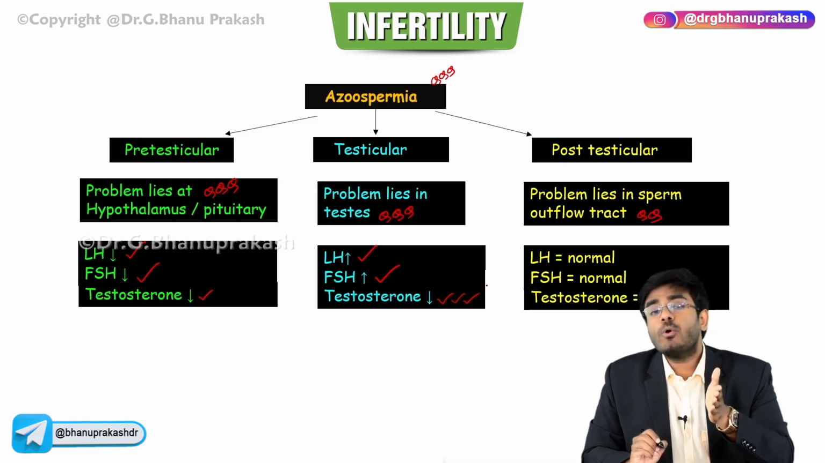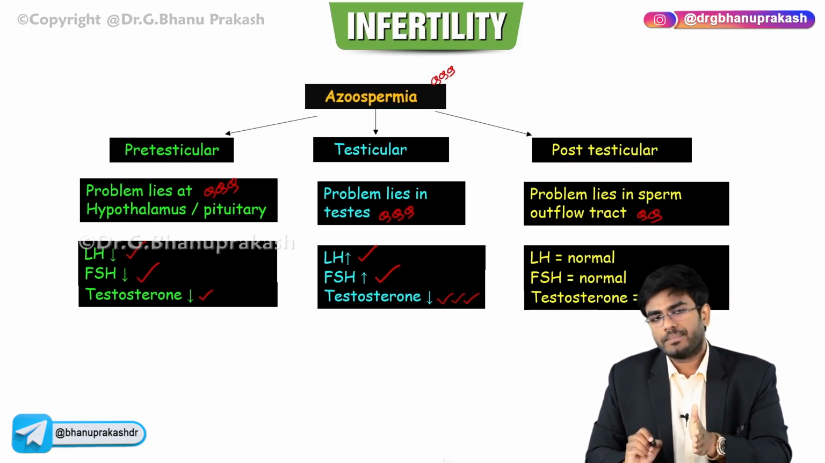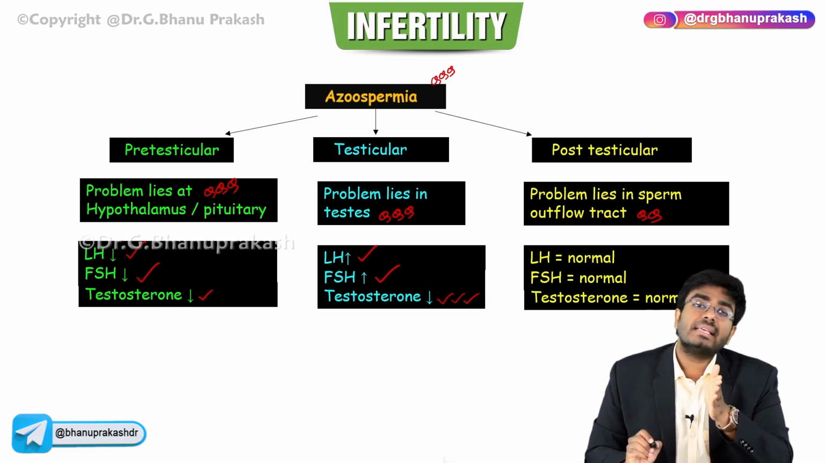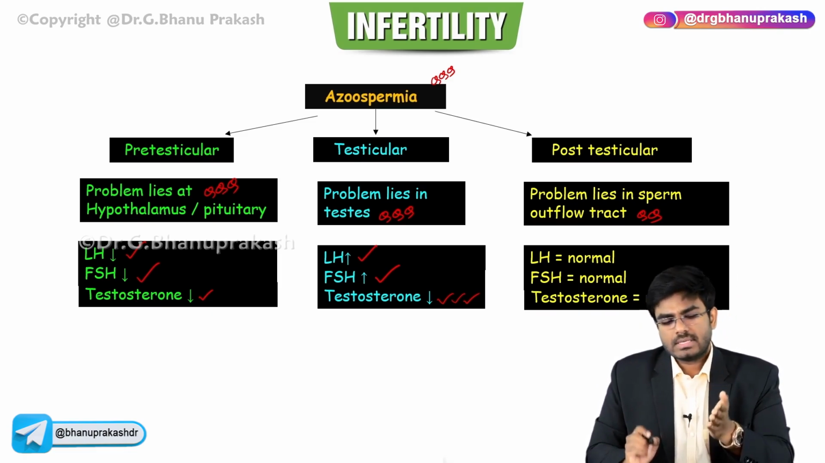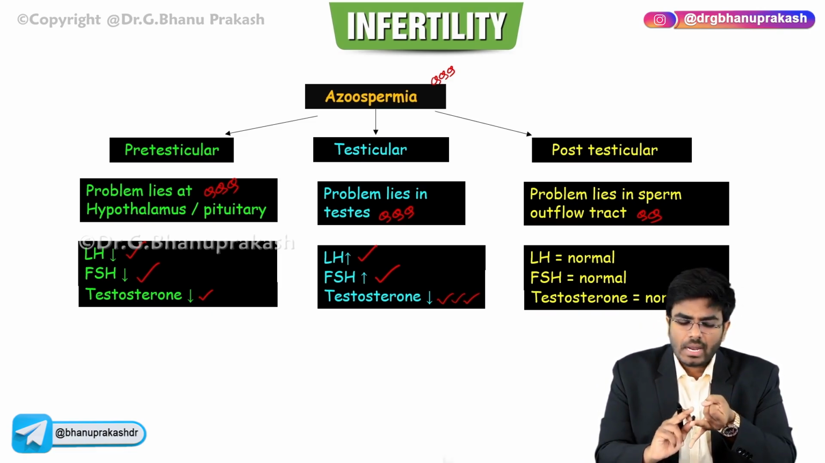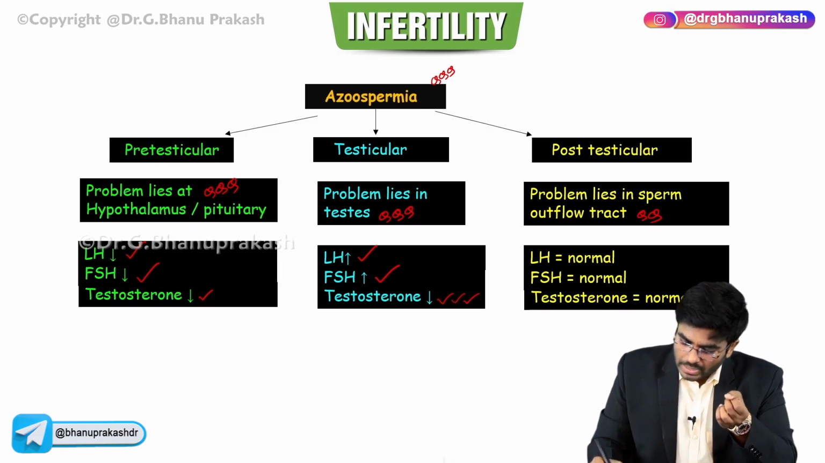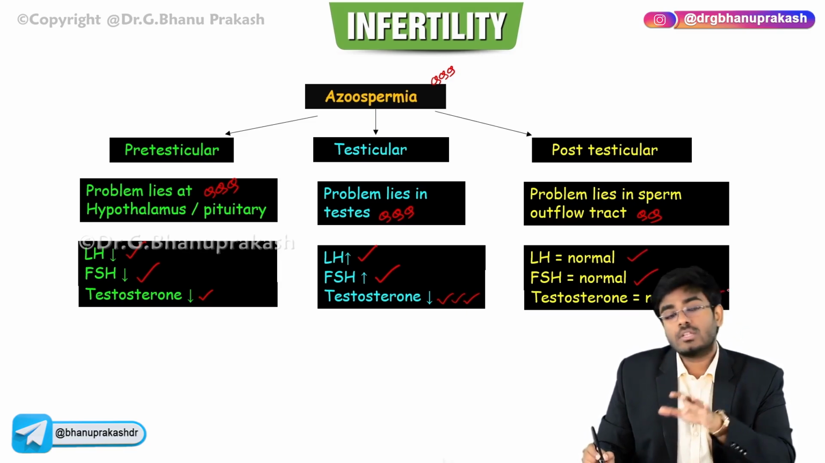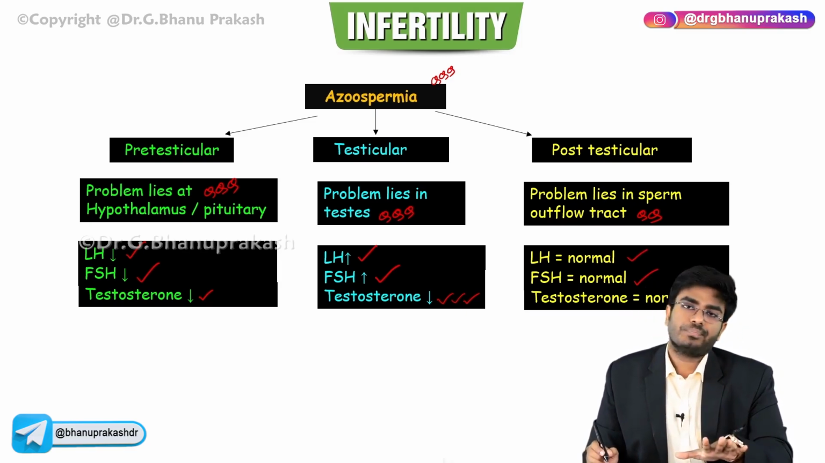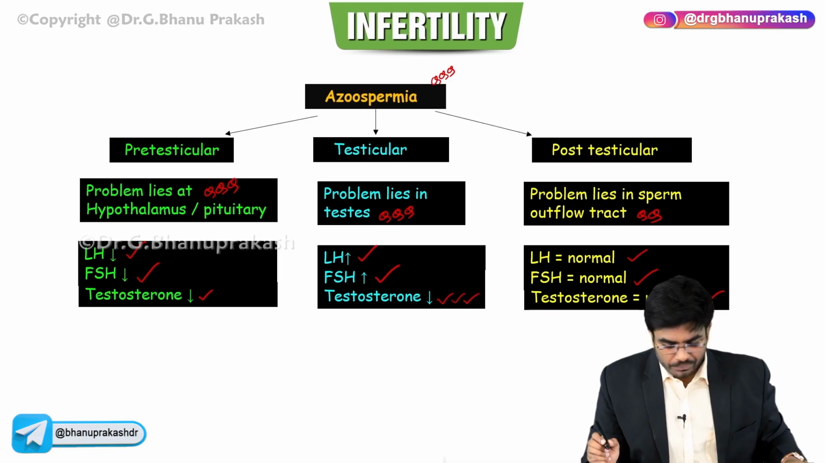But in a post-testicular cause of azoospermia, the problem is at the outflow tract. Central nervous system is absolutely normal and testis is absolutely normal. So, LH levels will be normal, FSH levels will be normal, and testosterone levels are also normal. All of them are normal. Okay, that's the one important point you need to keep in mind.